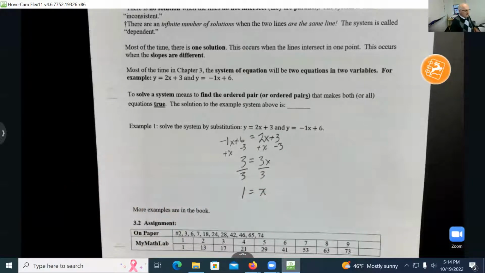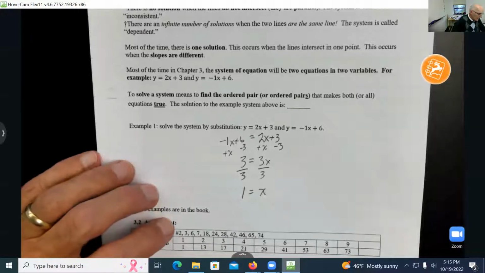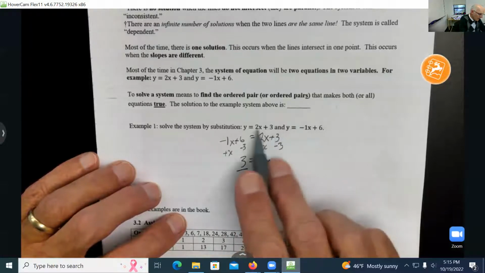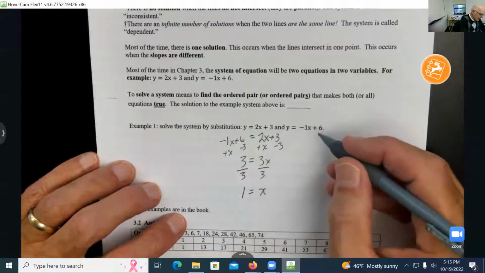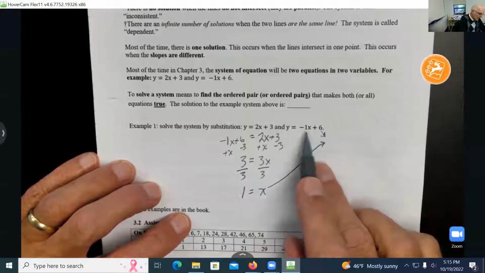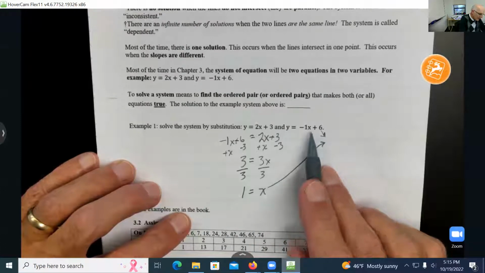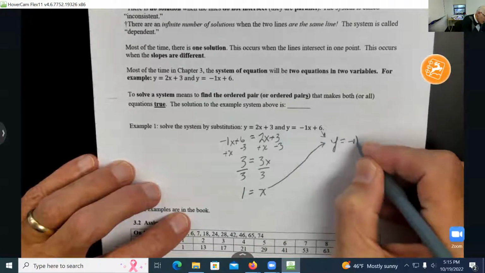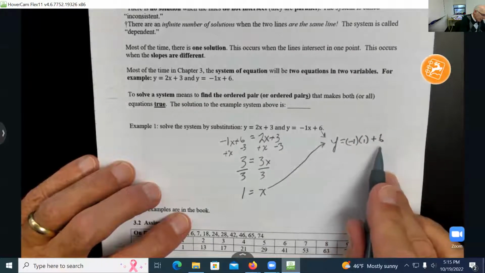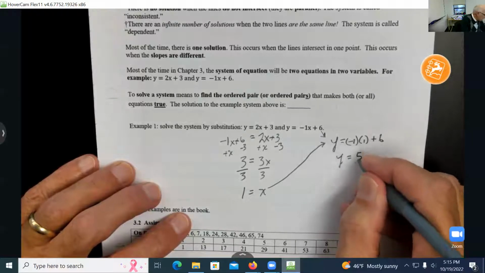The answer to my system is going to be an ordered pair. I need to have an x value and a y value. So I'm partway done. I know that x equals 1. Now, in order to find the y value, I'm going to take one of my equations. It doesn't really matter which one. Maybe I'll use this second one, together with this fact that I know that x equals 1, and find y. So I'm going to be substituting 1 in for x. I get y equals negative 1 times positive 1 plus 6. That's negative 1 plus 6. y equals 5.